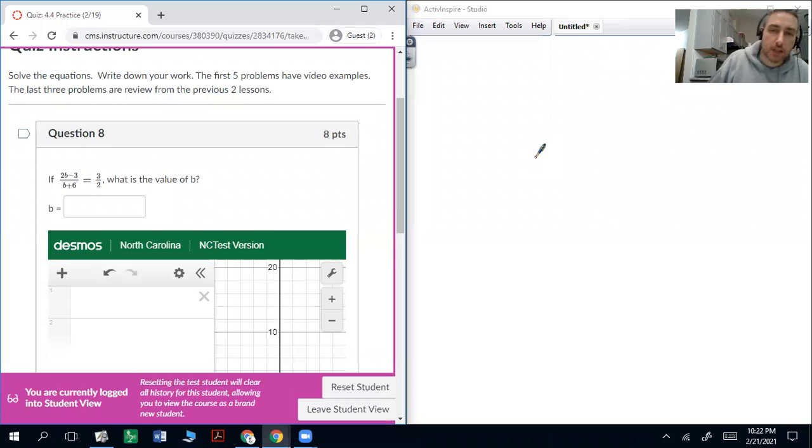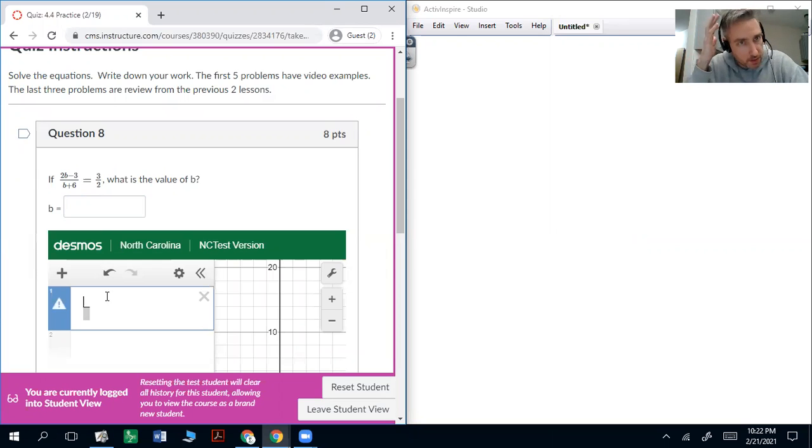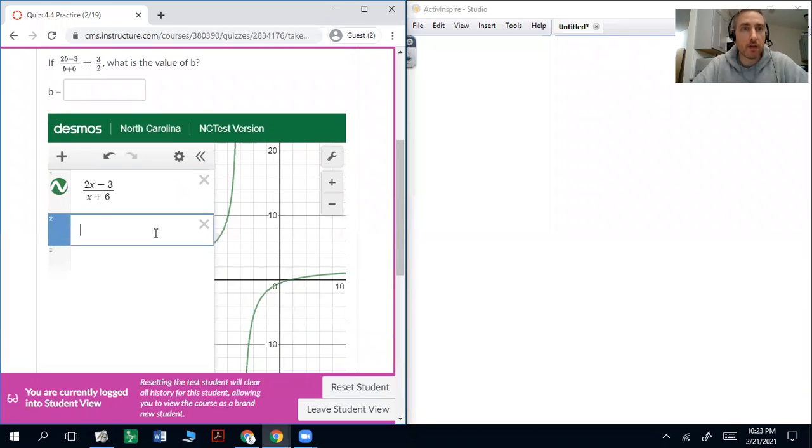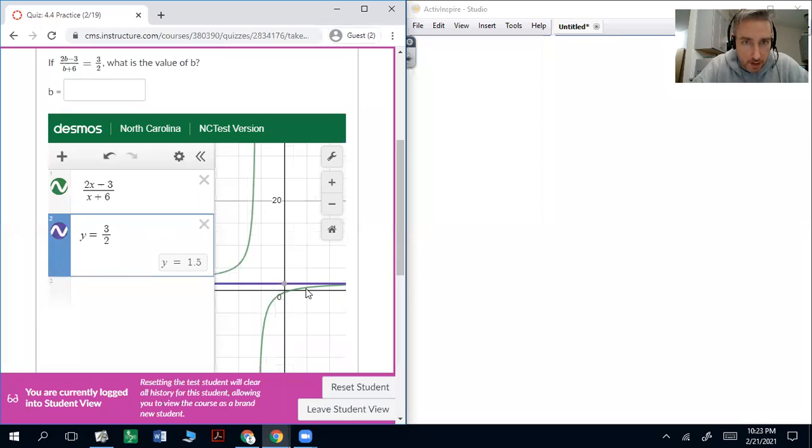Okay, question number 8. Let's start that from scratch here. This just wants to know the value of b. There's no extraneous solutions. So I'm going to use the Desmos graph to get the answer. B we'll call x. So we do the fraction bar first. Always hit the fraction bar first, especially when you have multiple things on the numerator. We'll say 2x minus 3 over x plus 6. That's this graph here, which we'll zoom out to see it later. And then the 3 over 2, we say y equals 3 over 2. Now we need to zoom out so we can see if these graphs intersect.